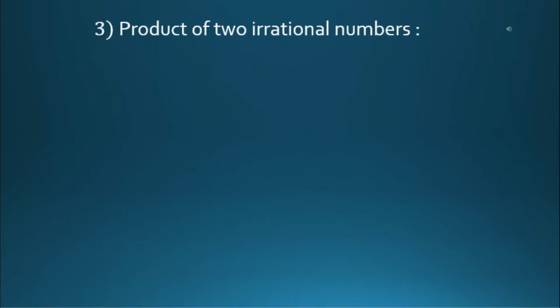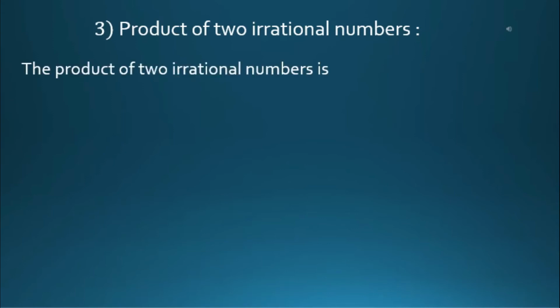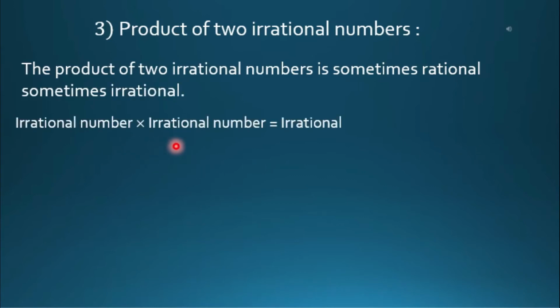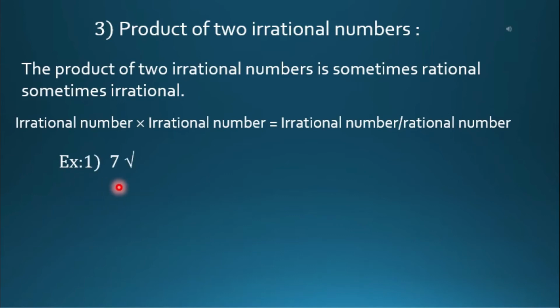Product of two irrational numbers. The product of two irrational numbers is sometimes rational, sometimes irrational. Irrational number into irrational number is equal to an irrational or rational number. For example, 7 into square root of 5 into square root of 5.